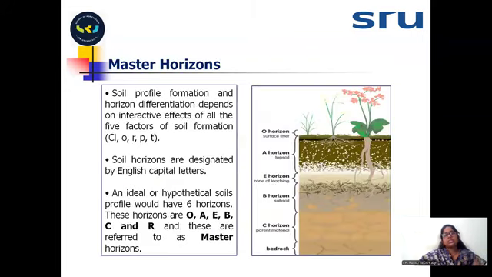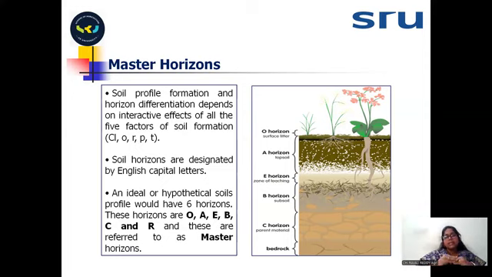When we take the vertical section of soil, different horizons will be visible to us. All these horizons are divided into two types: master horizons and subordinate horizons. First one is master horizons. Master horizons are those horizons which are formed from the soil forming factors. There are five soil forming factors according to Jenny: climate, organisms, relief, parent material, and topography. All these five factors and their interaction effects act on the soil and lead to the formation of master horizons. These master horizons are present in all types of soil.